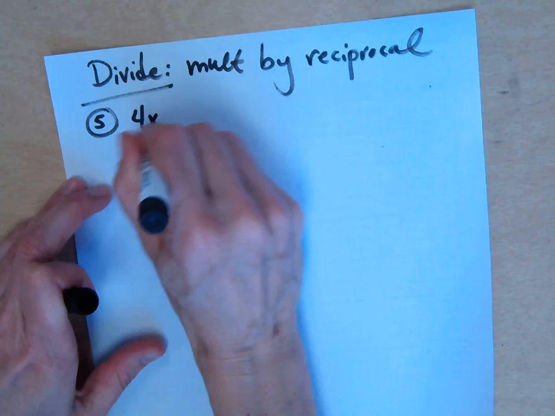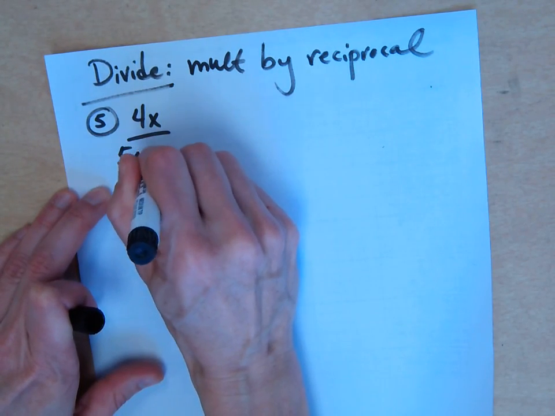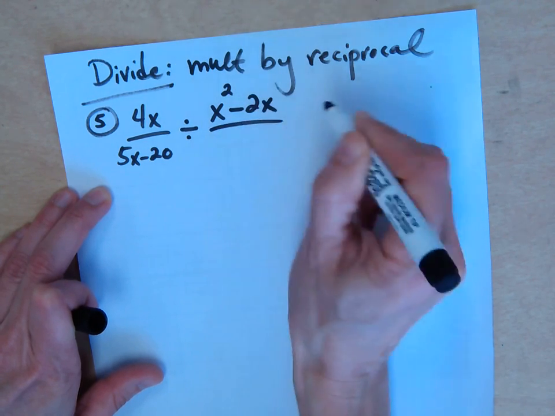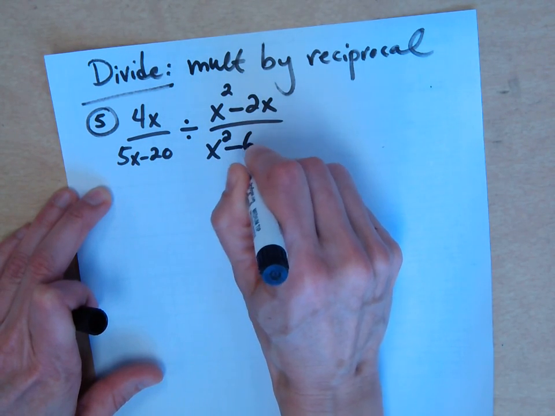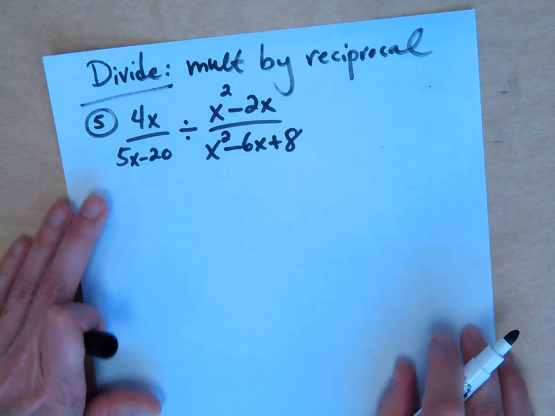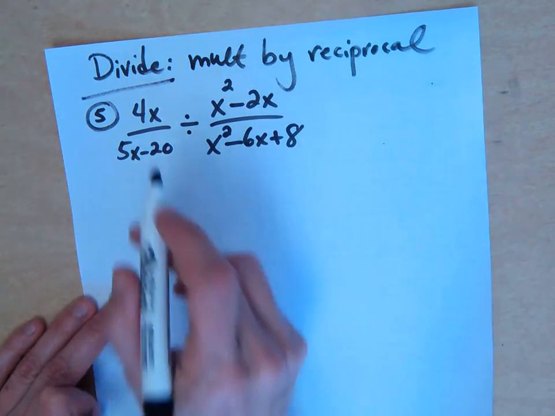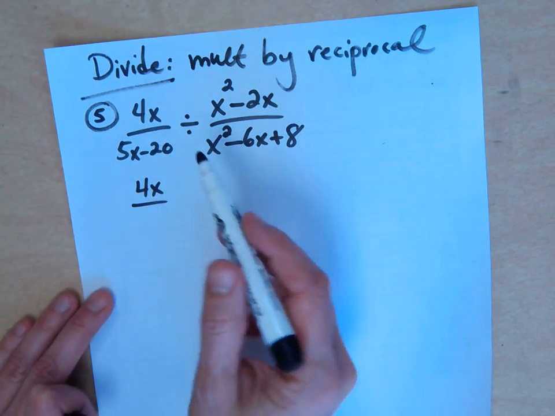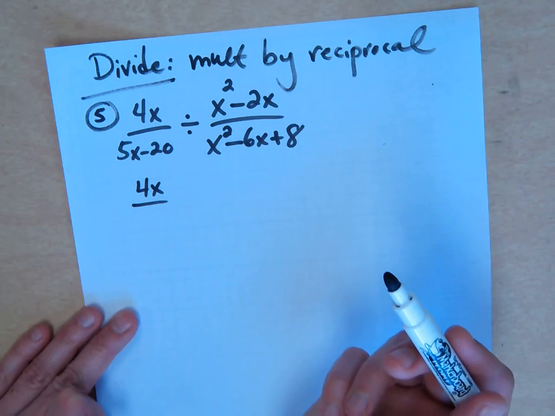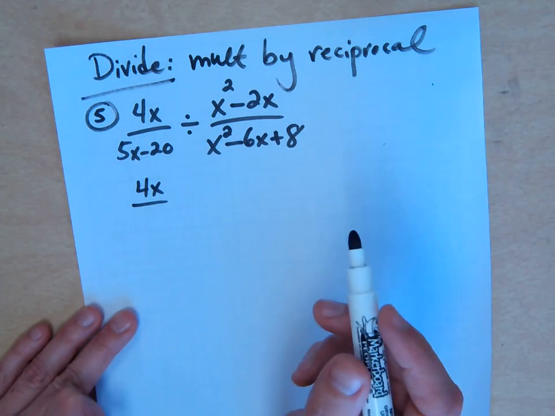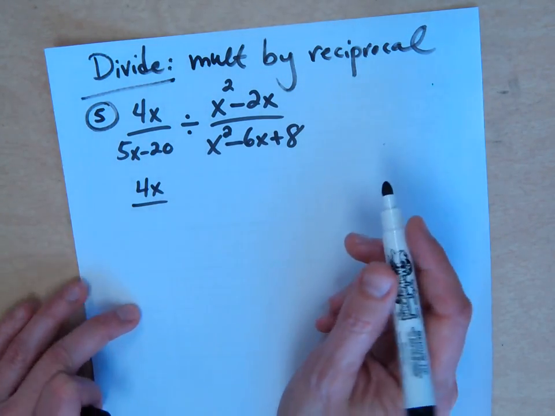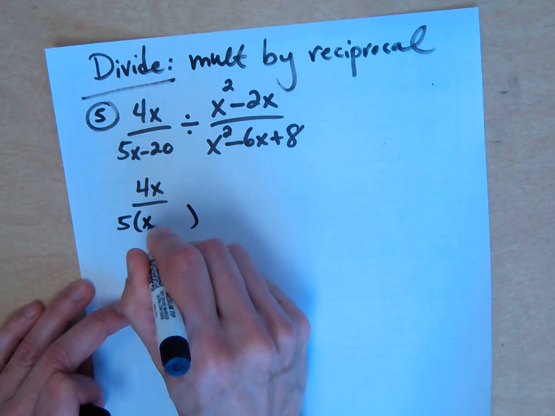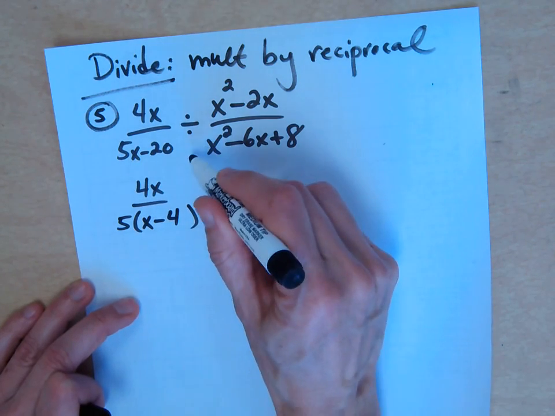4x over 5x minus 20 divided by x squared minus 2x over x squared minus 6x plus 8. Okay. So we're going to do two things at once. First, we'll factor as we go. So 4x, we can't factor that, right? So that's done. What about 5x minus 20? Good, take out the 5, right? What's left over? Good, x minus 4.